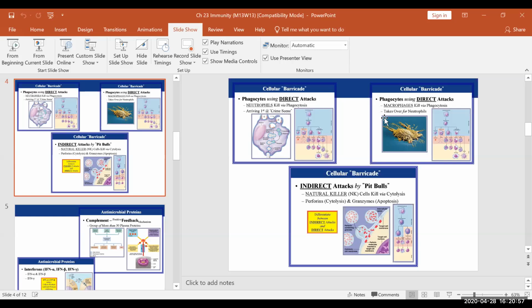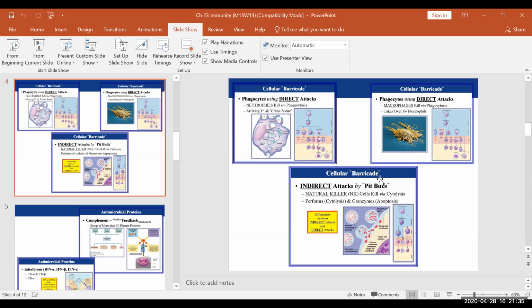So even though they arrive at the crime scene later than the neutrophils, their big advantage over the neutrophils is they can kill all day long, right? So these are professional killers. So these are the two types of direct attack. These cells literally eat the entire pathogenic agent, the entire bacterial cell, the entire fungal cell, the entire viral particle. So that's what they can do. And we call that cell eating, phagocytosis.